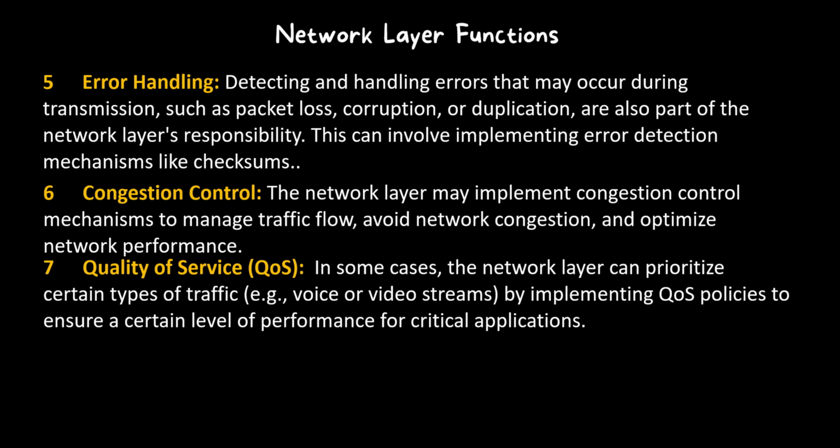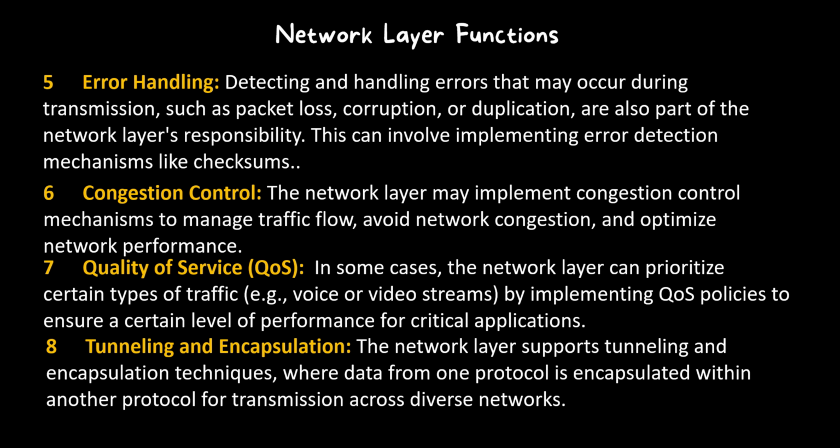Point number 7, quality of service, which is also called QoS. In some cases, the network layer can prioritize certain types of traffic, for example voice or video streams, by implementing QoS policies to ensure a certain level of performance for critical applications. Point number 8, tunneling and encapsulation. The network layer supports tunneling and encapsulation techniques where data from one protocol is encapsulated within another protocol for transmission across diverse networks. So that's for now.